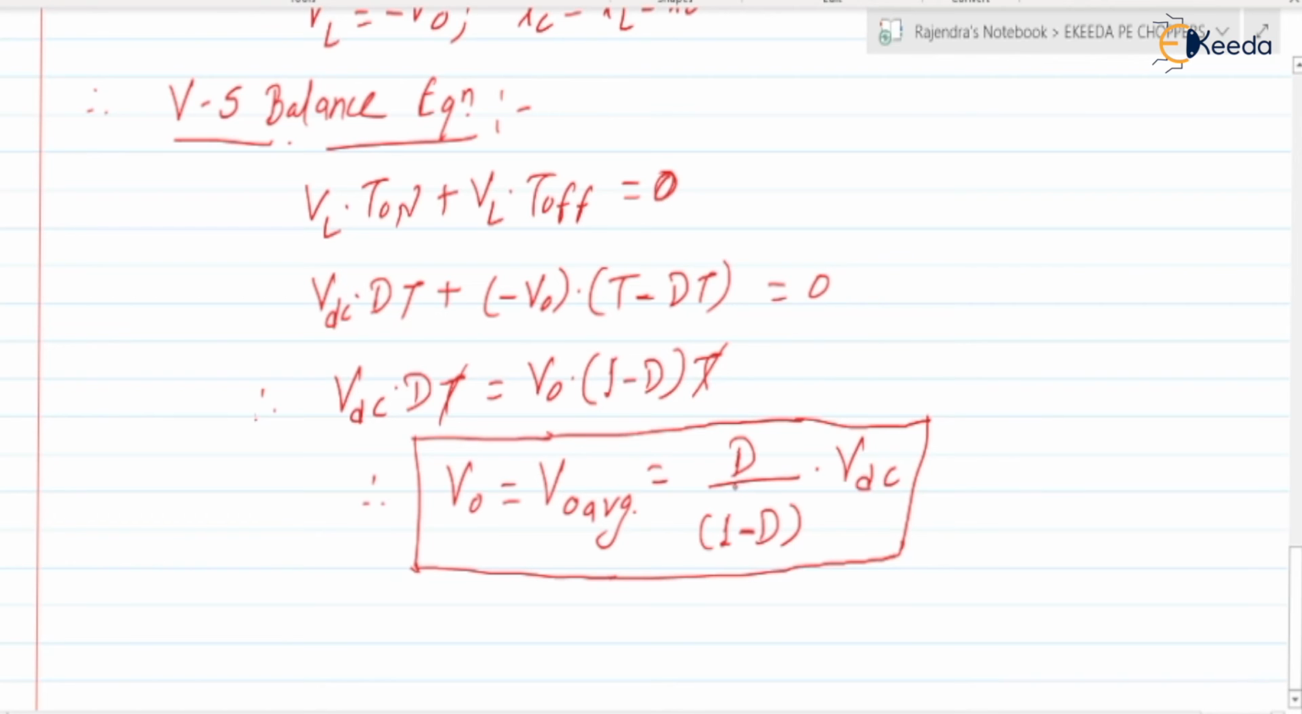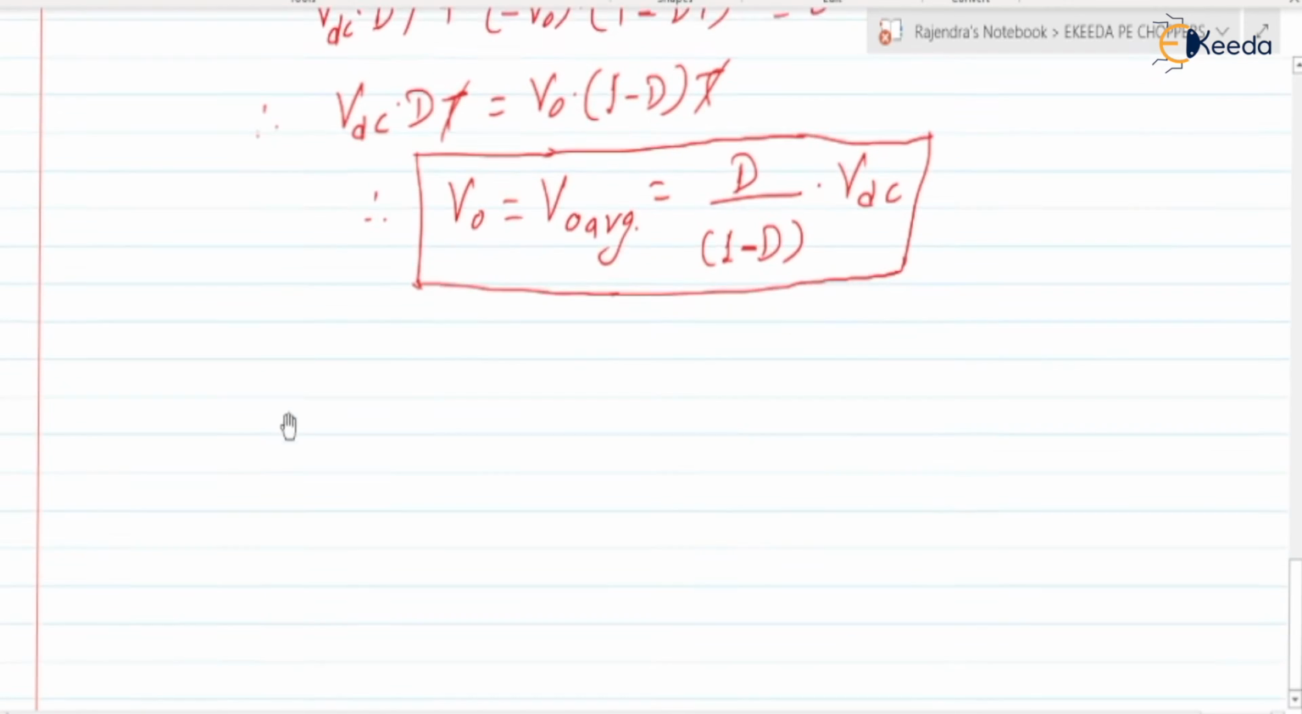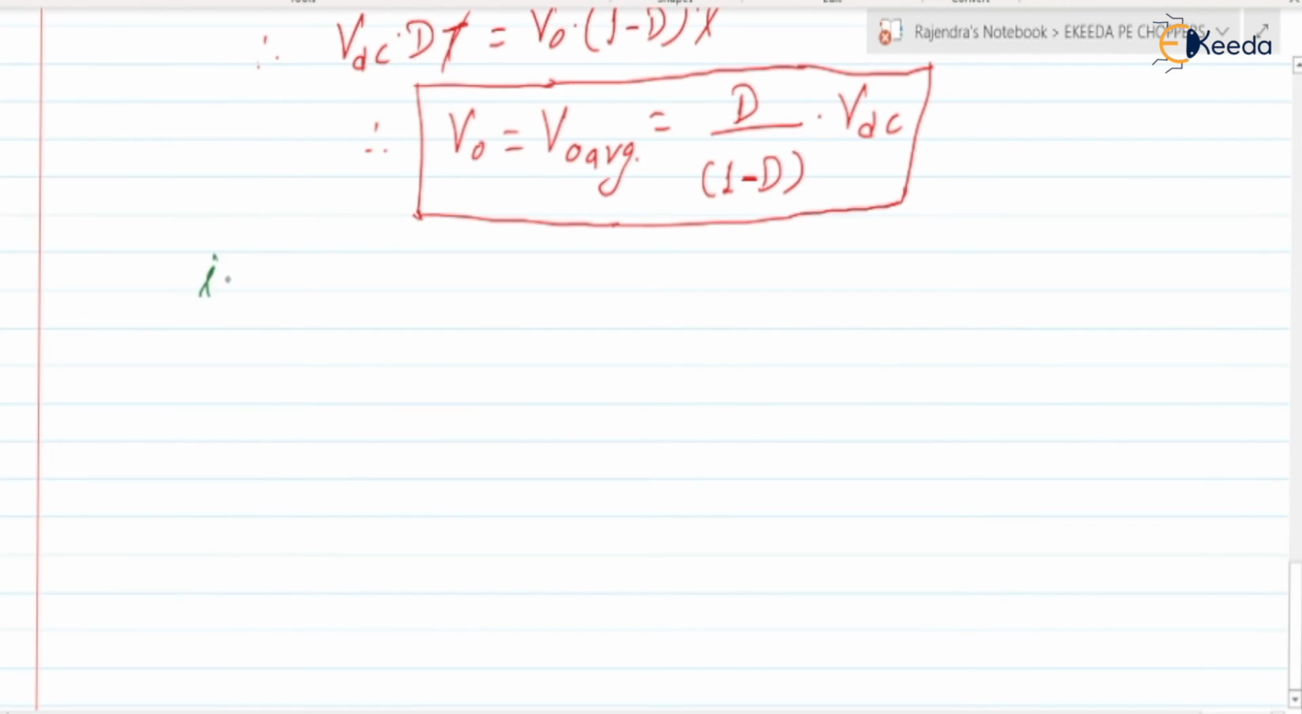0.25 by 0.75 is like 1 by 3. So V0 is 1 by 3 VDC, which means it will behave as a step down chopper or buck converter. But if you check, if duty cycle d is less than 0.5, then the chopper will behave as a step down chopper or buck converter. Are you getting the point?